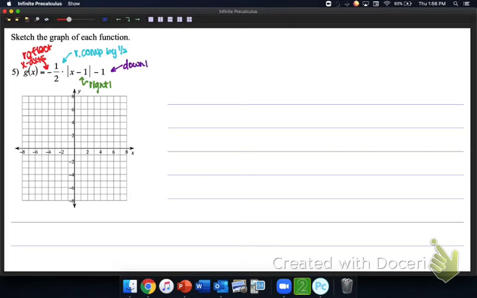Okay, so let's look at our table. So we're going to have our XY table here. I'll just draw it off to the side. X, Y, and remember absolute value was this.